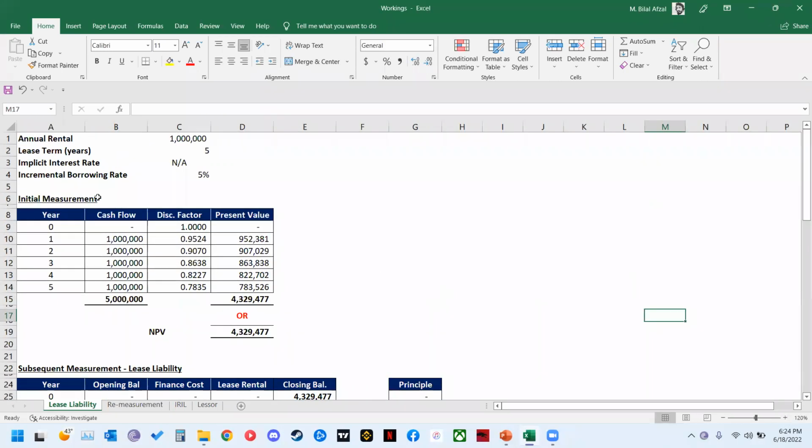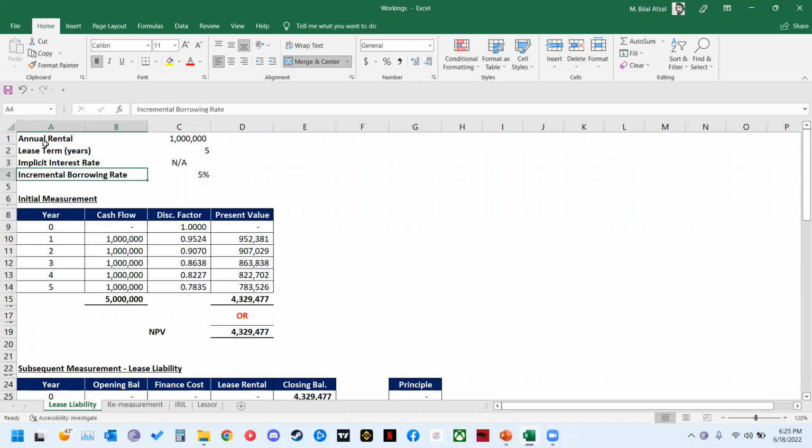It's better now? Yeah. Okay, so let's take a very basic scenario. The annual rental is like 1 million. The lease term is for 5 years. The implicit rate, we can assume that we don't have any implicit rate in the lease. So we would be using the incremental borrowing rate. We can estimate that this is 5% in this scenario.